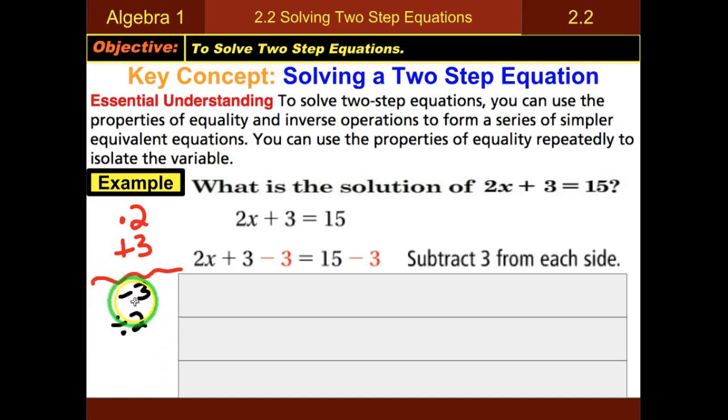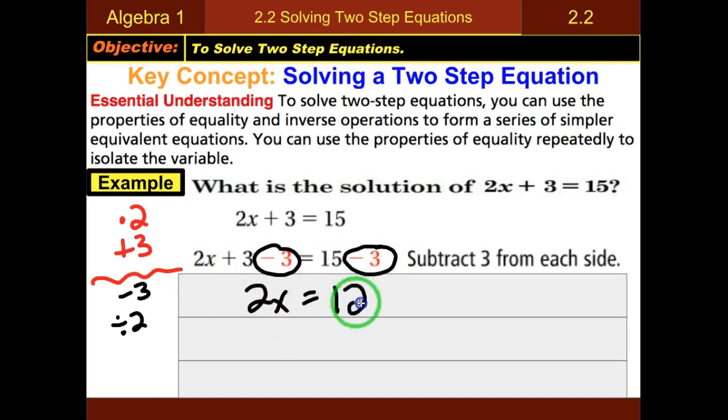So these are our two steps. We're going to subtract 3. When I do that, remember the 3 and the minus 3 make 0, so 2x plus 0 is just 2x. 15 minus 3 is 12. And our second step would be the opposite of multiplying by 2, which is dividing by 2. So we divide both sides by 2, and we get that x equals 6.